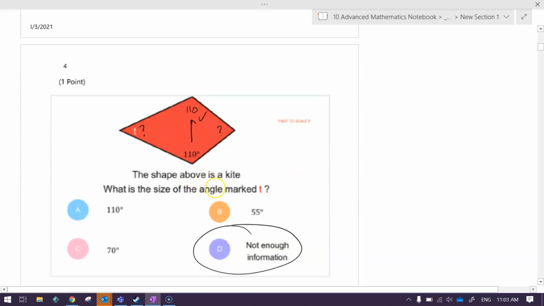The shape above is a kite. What is the size of the angle marked at T? Well, I've got 110 and 110. T is this angle over here. Do I have enough information? The only information I know about kites is that it has one pair of opposite angles that are equal. If they hadn't told me anything about these other angles at the end, at this point I do not have enough information to come up with an answer. So that's it. Can't do anything else.